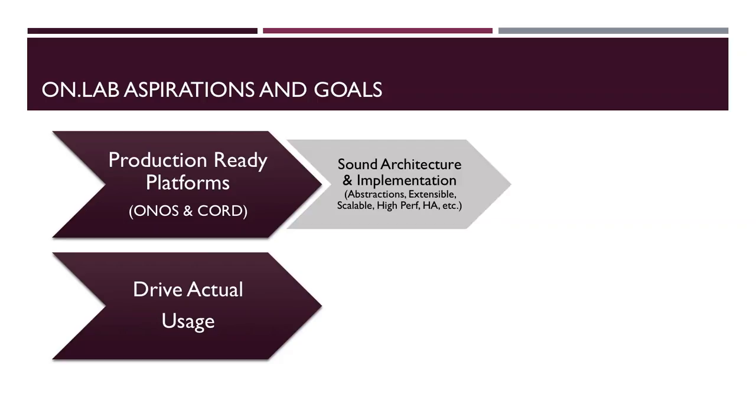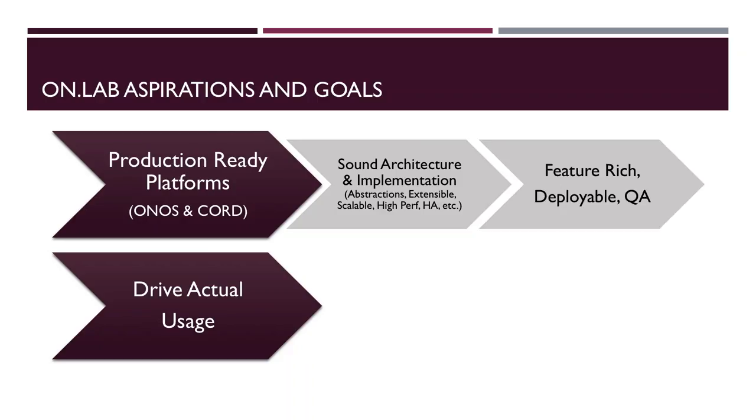If you break it down one level deeper, production-ready platforms require a sound architecture which scales into the service provider world, and an implementation which goes with it. That includes the right abstractions, extensible so that people can plug and play their VNFs and what have you. It has to be scalable to tens and hundreds of millions of subscribers, with high performance and high availability, all the things you would expect in a service-provider-ready platform. Then the second step is that it has to become fully featured. All the bells and whistles have to be put in. It has to become deployable, and it has to have a second level of QA done to make sure troubleshooting and reliability are very robust.